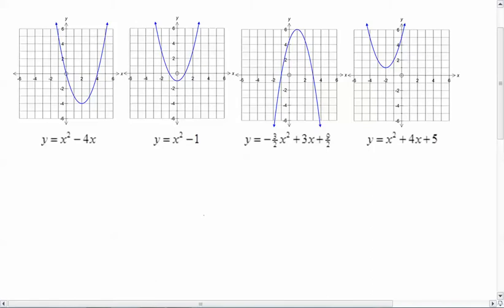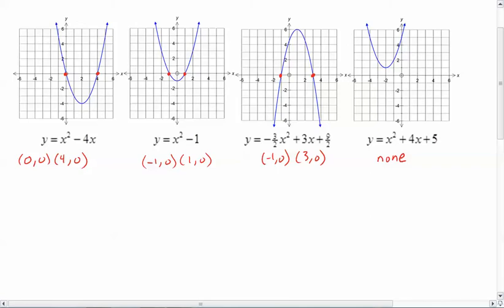Pause. So there's the first one, just so that you know what I'm expecting you to do. Put dots on the x-intercepts and then label them down below. Okay, so there's the (0, 0), there's the (4, 0). Now pause again and finish. Alright, so hopefully you have this. We've labeled each of the x-intercepts. We've labeled that this one doesn't have any.